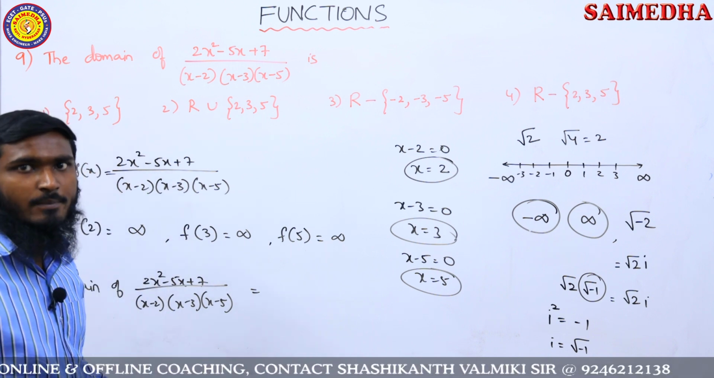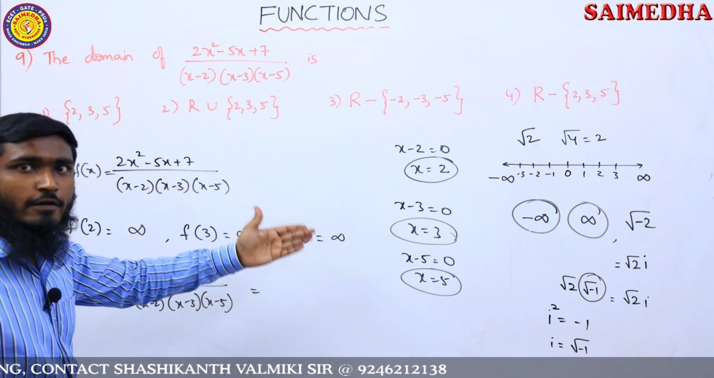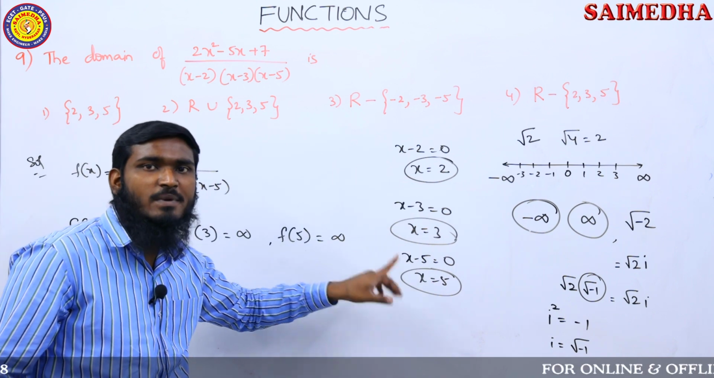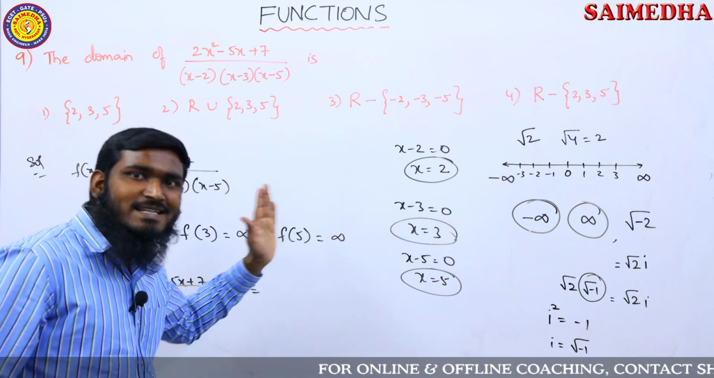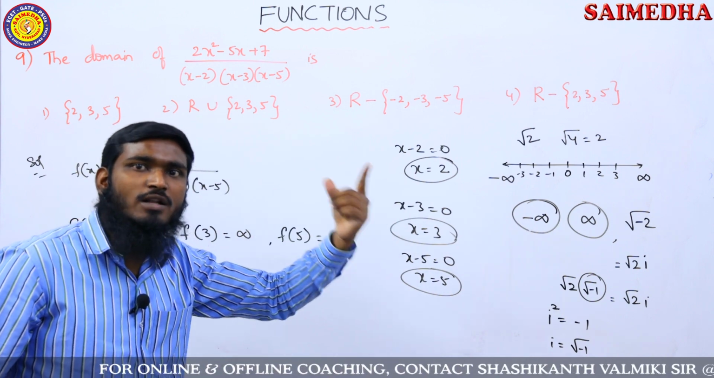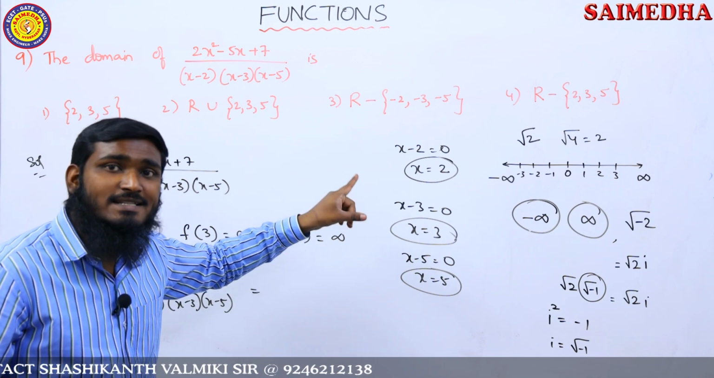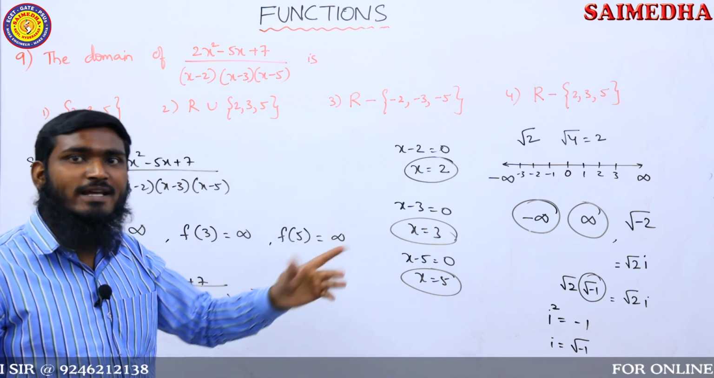Okay, 2, 3, 5 means what is the domain actually? What are we getting as the answers over here? x is equal to 2, x is equal to 3, x is equal to 5 means we have to remove these numbers. Except these numbers, we can take all the remaining numbers. Understood the point?